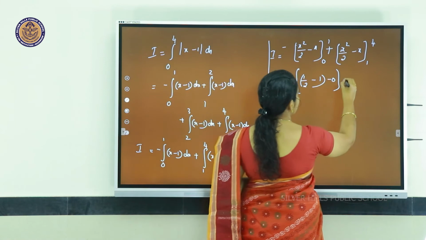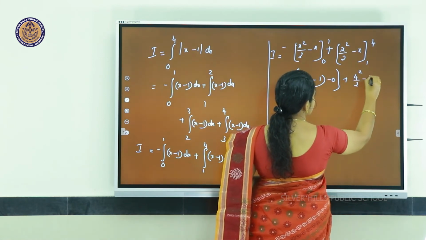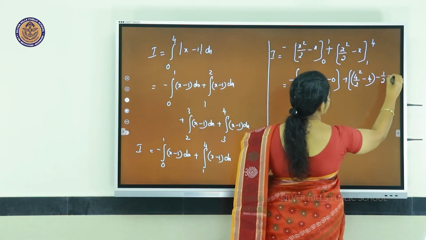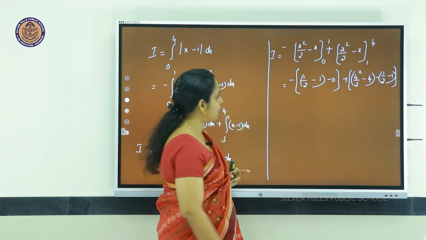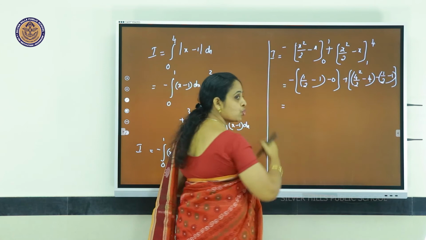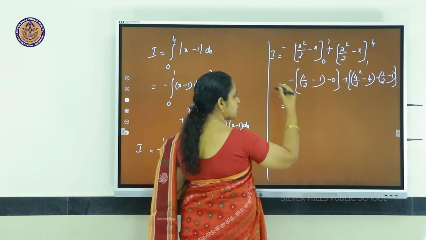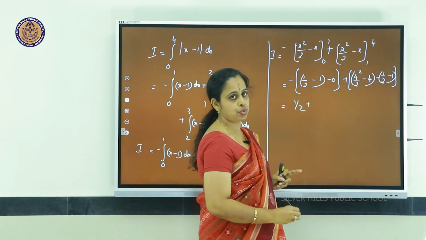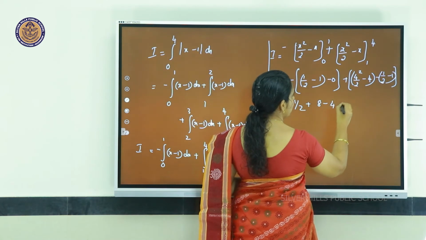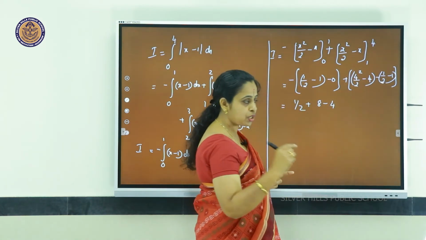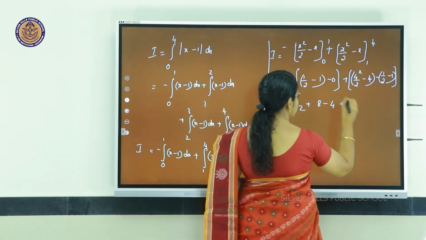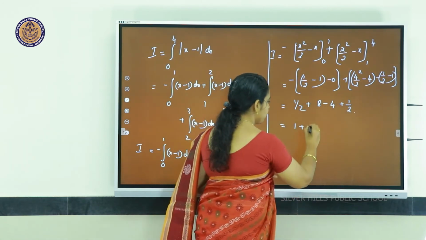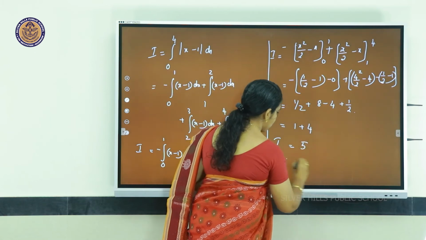Now, let us do the second one. 4 square divided by 2 minus 4, we gave the upper limit, minus 1 by 2 minus 1, we gave the lower limit also. What is 1 by 2 minus 1? Minus 1 by 2. That minus and this minus is positive 1 by 2, correct? Plus 4 square 16 by 2, 8, minus 4, again 1 by 2 minus 1 is minus 1 by 2. That minus and this minus is positive 1 by 2, equal to half plus half 1, plus 8 minus 4, 4. So, the value of the integrand became 5.